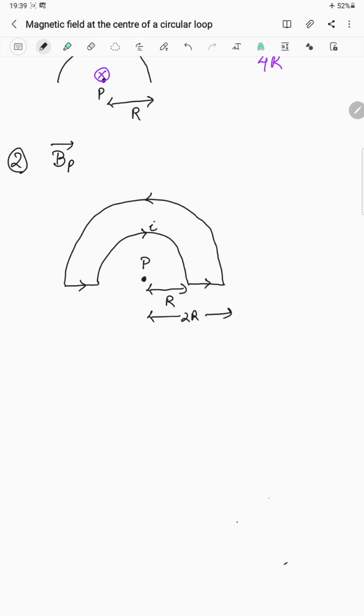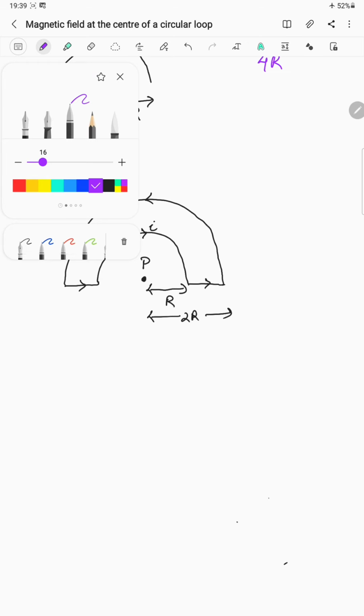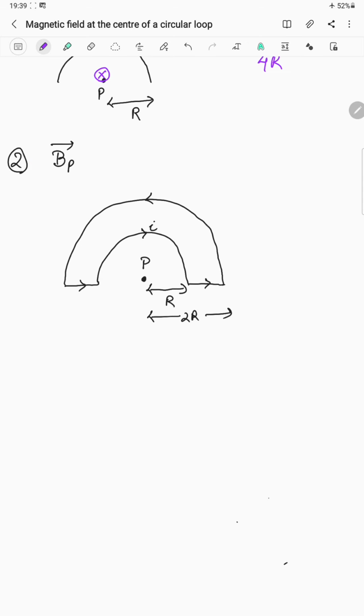Now in this problem you first have to understand that the straight line portions will not contribute. Why? Because for my dL and R, what is the angle between them? The angle between dL and R is theta equal to 0 for these two parts. So sine 0 is how much? It will be 0. So these parts will not contribute.